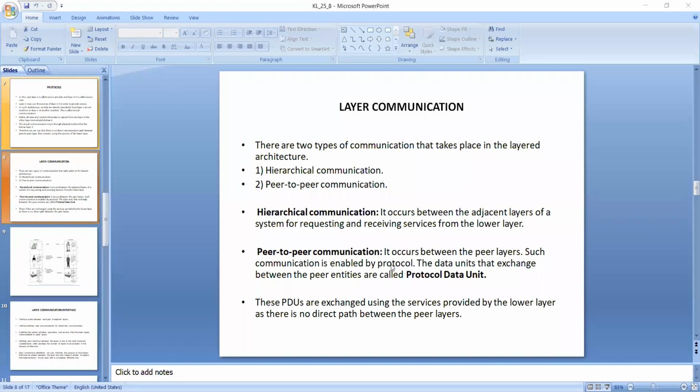The data units that are exchanged between the peer entities are called protocol data units. This is also one important point you have to remember. Whatever data is exchanged between peer entities, meaning same numbered layers, is called a protocol data unit. Once again, I will show the diagram.